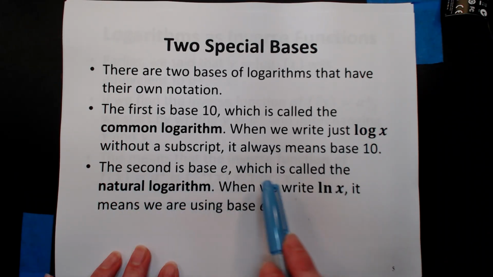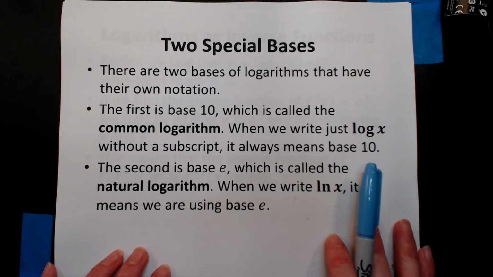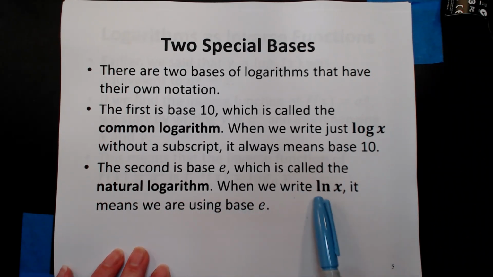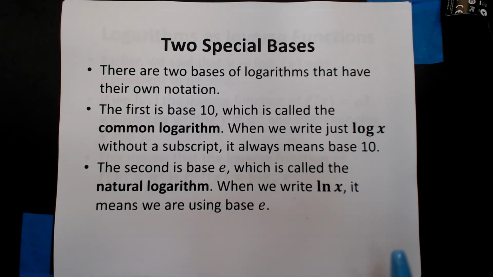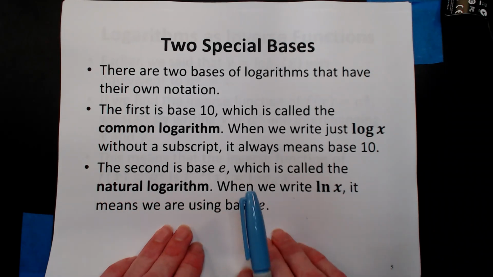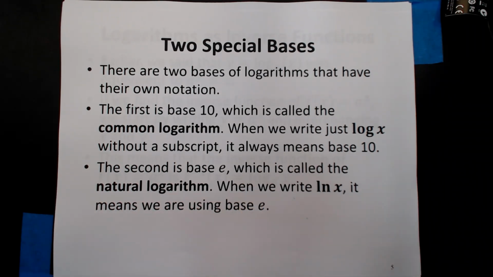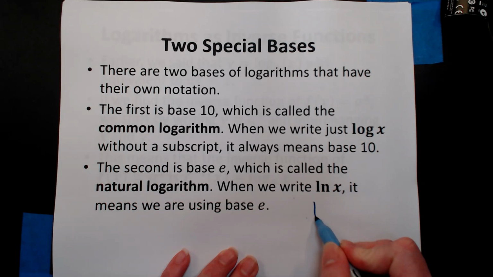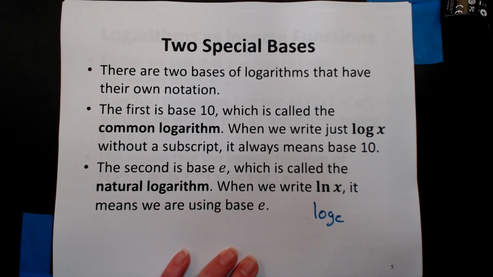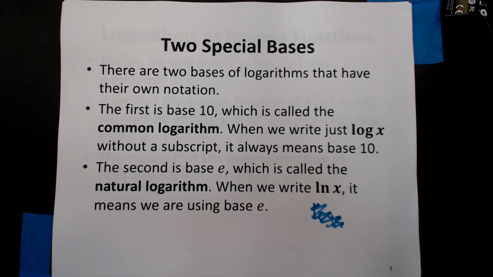The second base is e, which is called the natural logarithm. We write the natural log as ln x. It means we're using base e. So we talked about e in 7.2 and how it occurs everywhere. Very, very useful. And you write it this way because log base e just kind of looks weird. It's much easier to write it as ln.